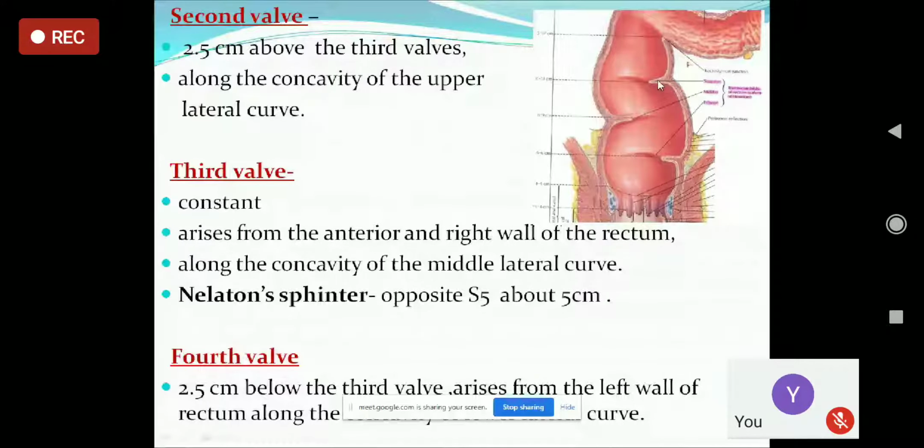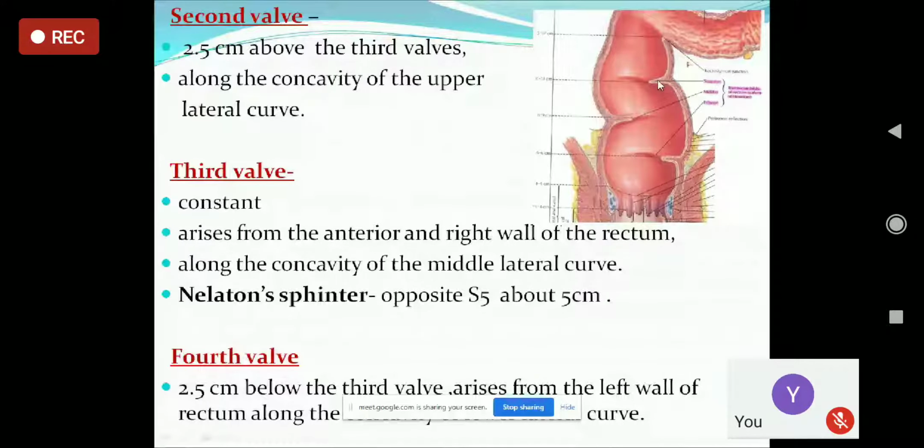So you have to assume this third valve, and it is the constant valve. 2.5 centimeters above is the second valve, and 2.5 centimeters below is the fourth valve. Okay, so this is the first, second, third, and fourth valve. The first can arise from the right side or the left side, both are possible, but the second always comes from the left, the third always comes from the right, and the fourth always comes from the left. Is it clear about the valves?